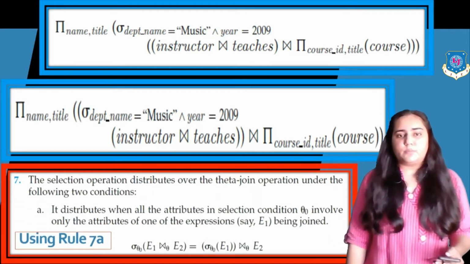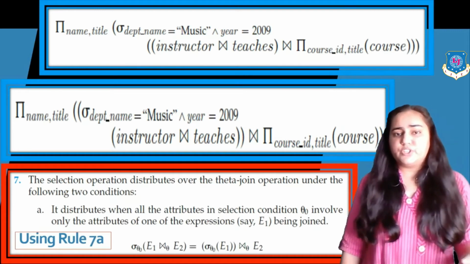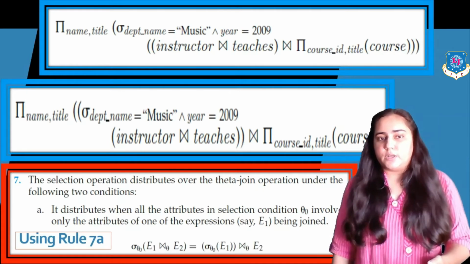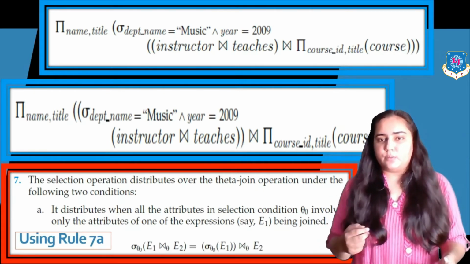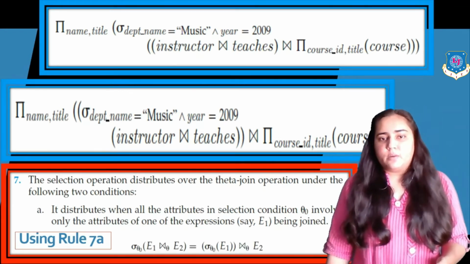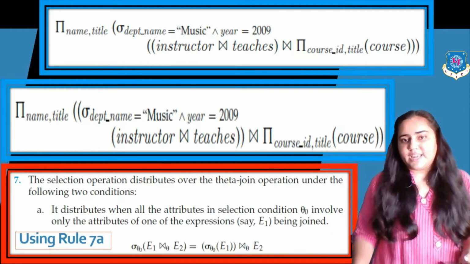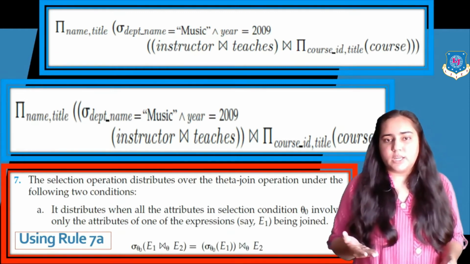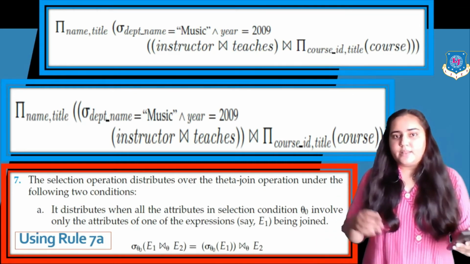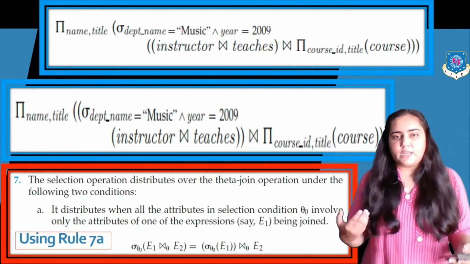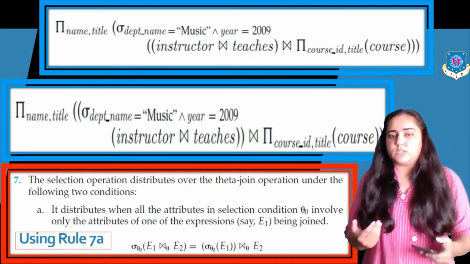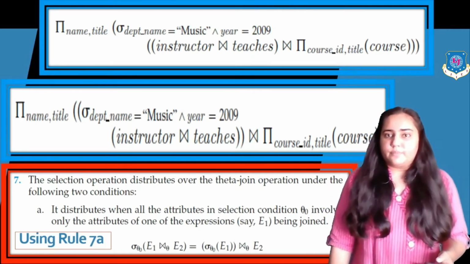And here the rule that I've applied is rule 7a, which says that the selection operation distributes over theta join operation under 2 conditions, and we have used the condition which is A. So the part A of that rule, where you can see that all the attributes which are present in the sigma condition, they belong to only one of the tables. In our case, they belong to only 2 out of the 3 tables, and that's why I can separate that sigma from course and apply it only individually to instructor and teachers. Okay, now let's proceed.